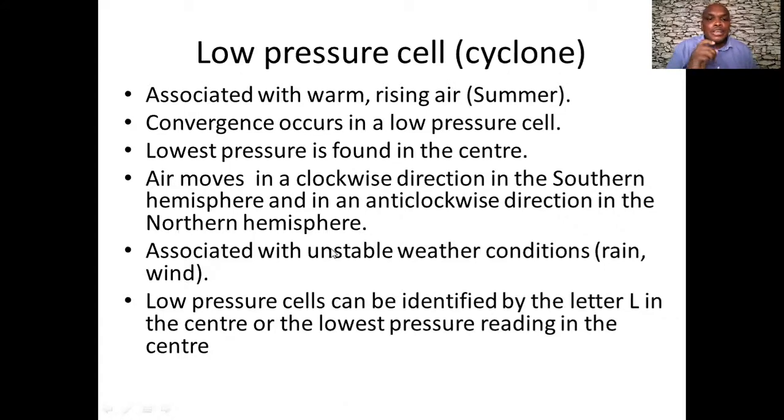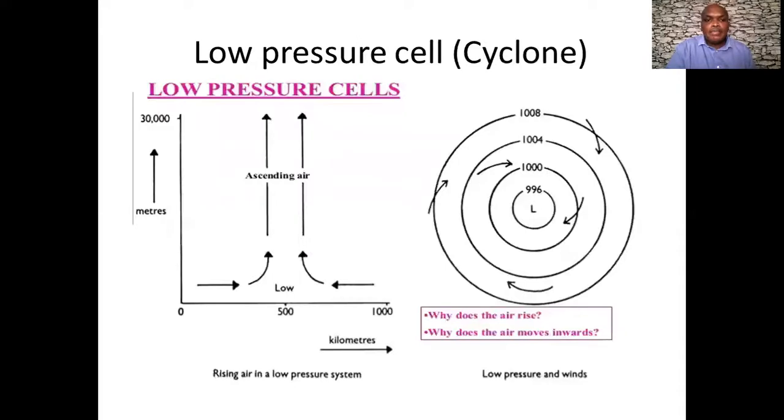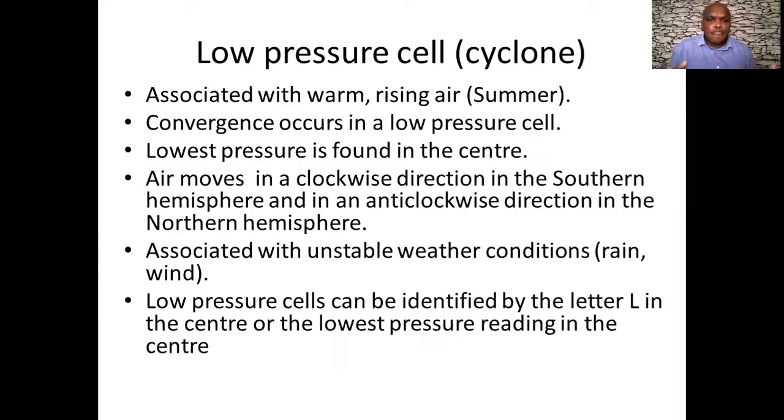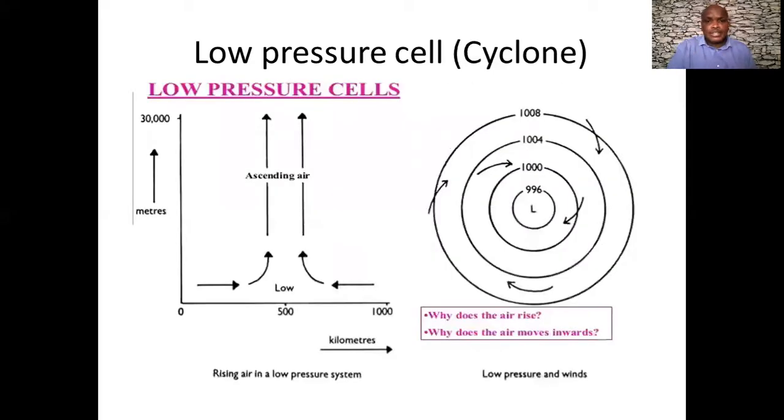If you have a look at this diagram, you can see warm air that is rising. Then air in a low pressure cell is converging. Convergence occurs in a low pressure cell. How do you identify a low pressure cell? It's key to understand that.